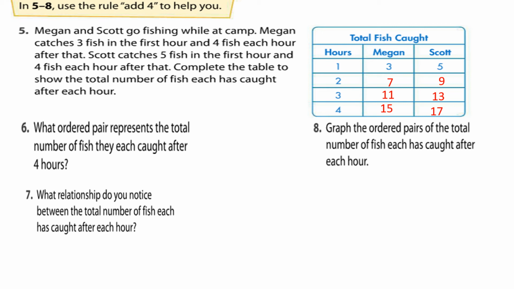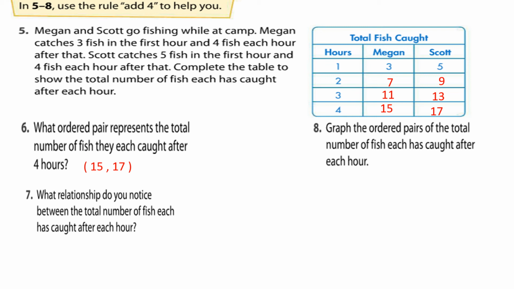Question 6. What ordered pair represents the total number of fish they each caught after 4 hours? Of course, I'm going to take this answer from the table, which is 15 and 17. Question 7. What relationship do you notice between the total number of fish each has caught after each hour? I'm going to get the answer by subtracting firstly. If I get the same answer, of course that's it. If you can't get the same answer, check with dividing.